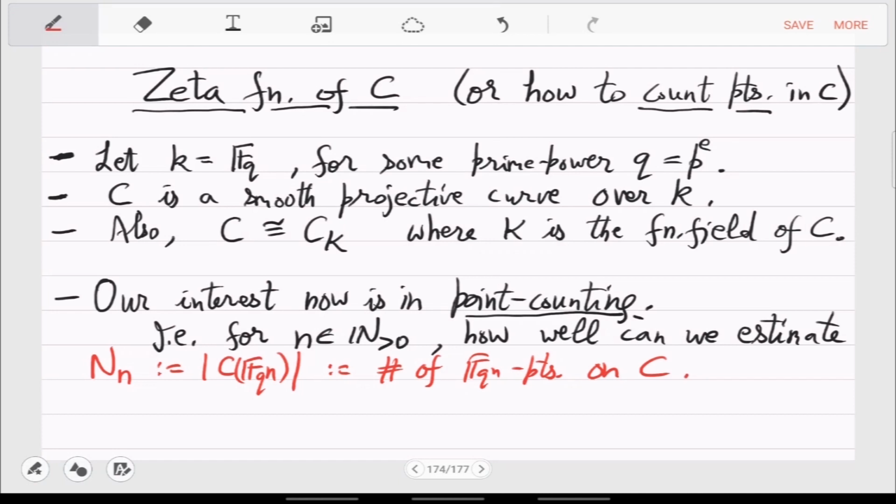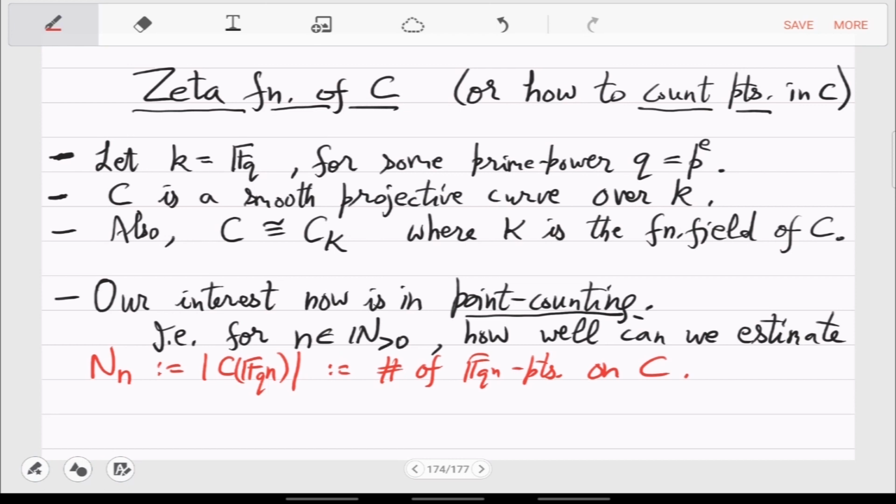Okay, so F_{q^n} points means if it was a planar curve given by f(x, y) = 0, then x and y you are only allowed from this field. So for example, n equal to 1, what is N_1? N_1 is just the (x, y) pairs which are on the curve where both x and y are constants in the base field.